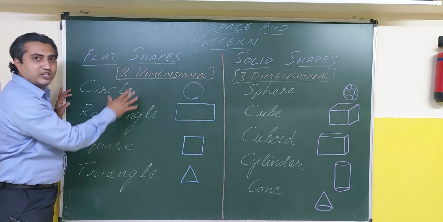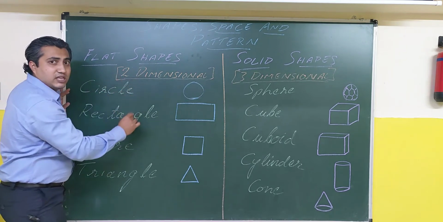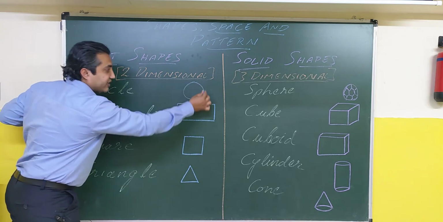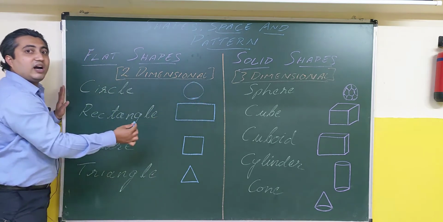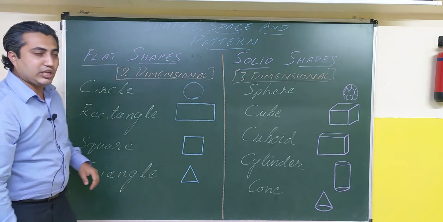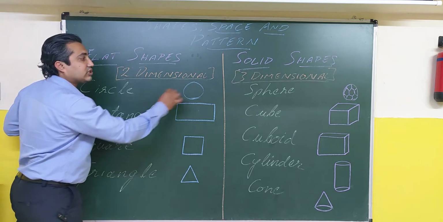The first flat shape is circle. Circle is a round figure. A figure that is round is called a circle. Now here if you look, there are no corners or sides.